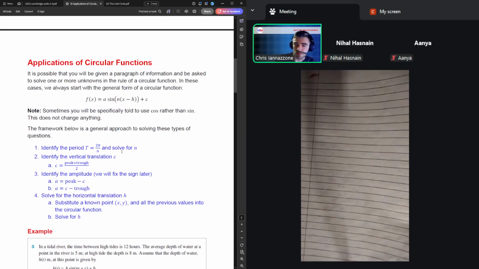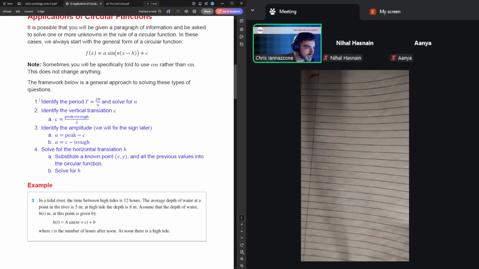So basically what we've been doing so far is going through how you can solve the rule for a circular function, and I provided a framework here. You don't necessarily need to do them in this order. It's more about when the information is typically most available. If you follow this procedure, you'll get most out of what you're looking for.